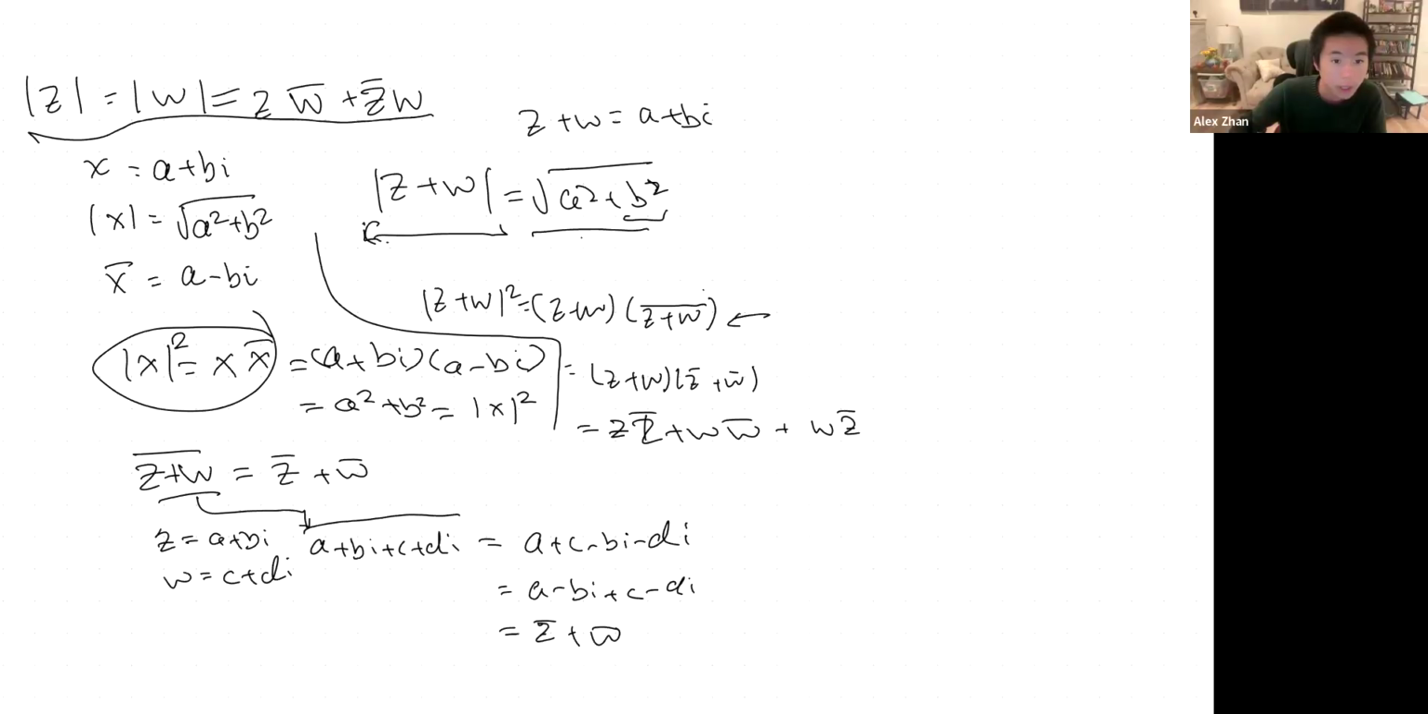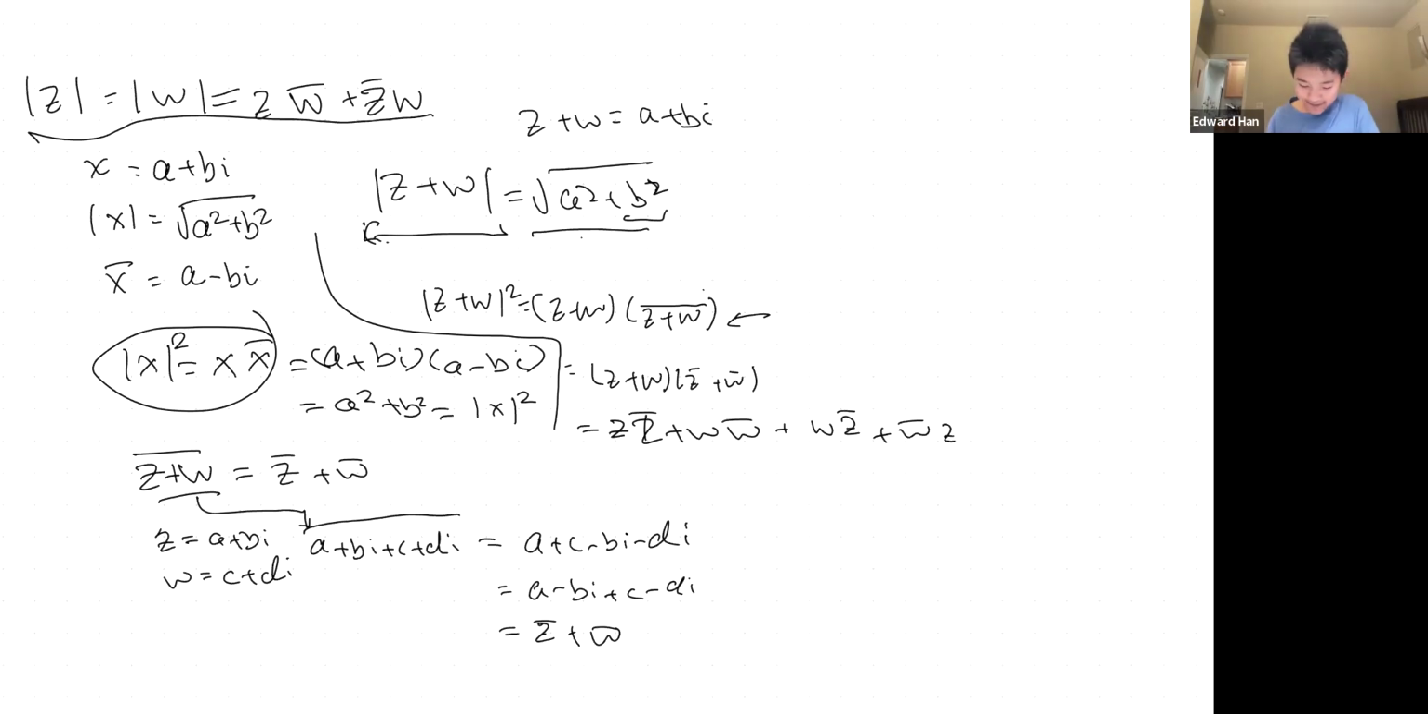And we wouldn't be able to achieve this if we just expanded this one, because you can't really break apart z. Wait, Edward, I think you also forgot the w conjugate z term. Oh yeah, right.